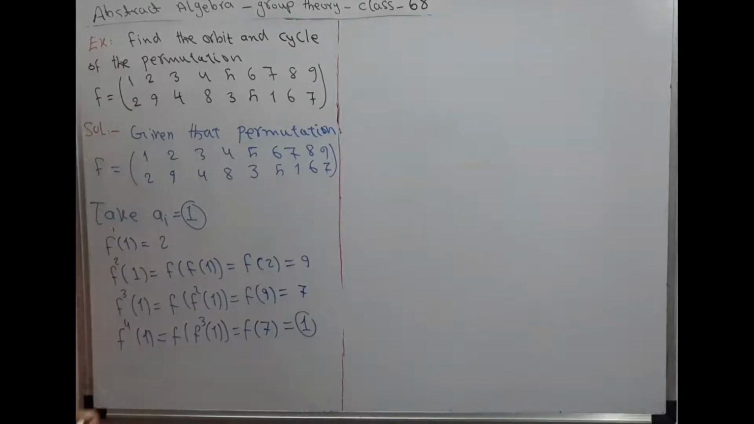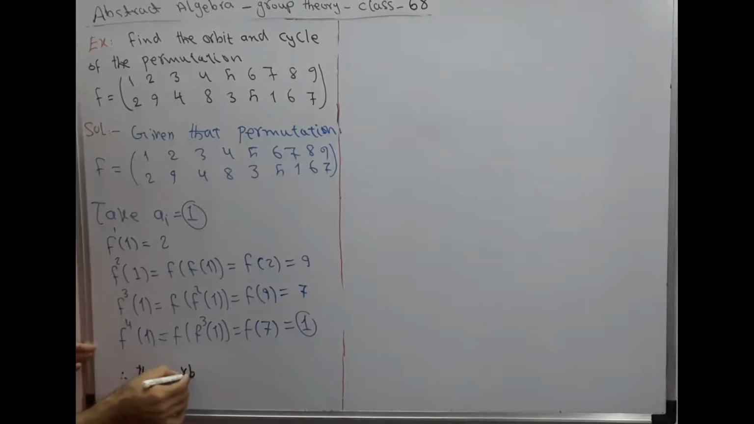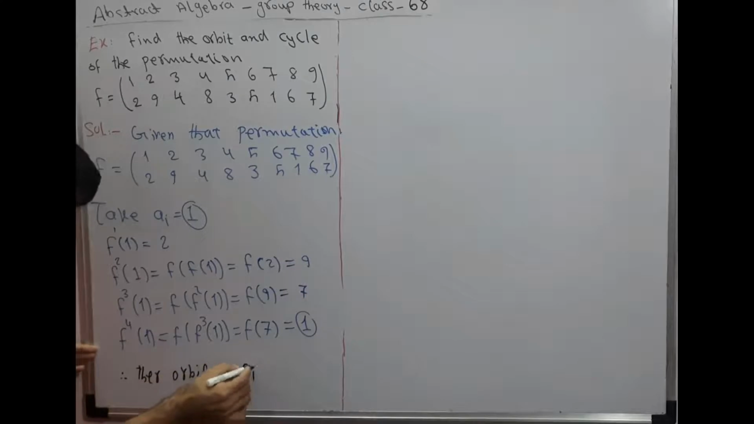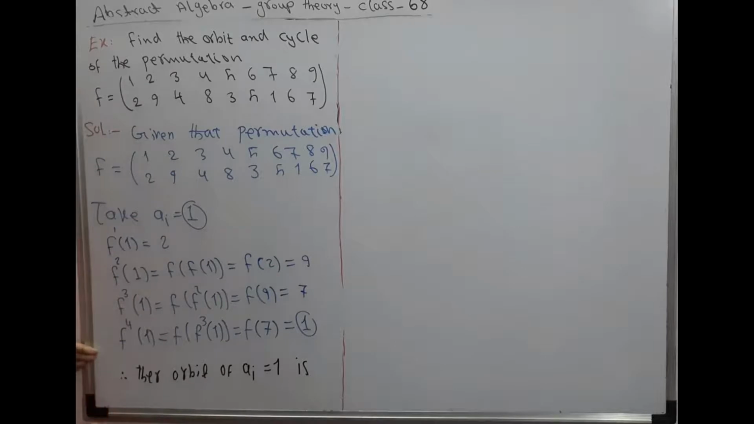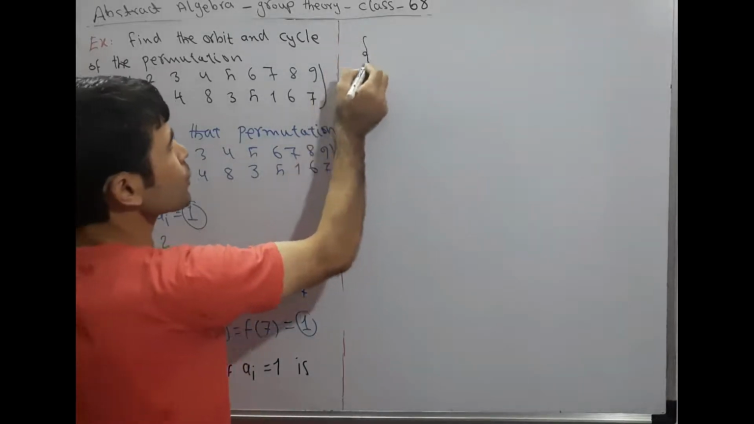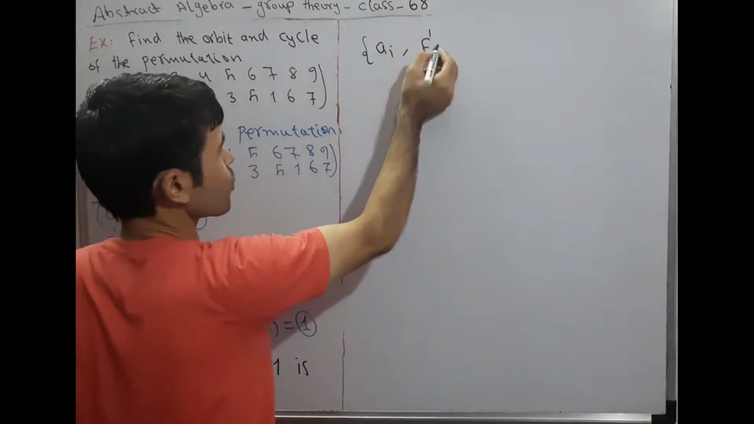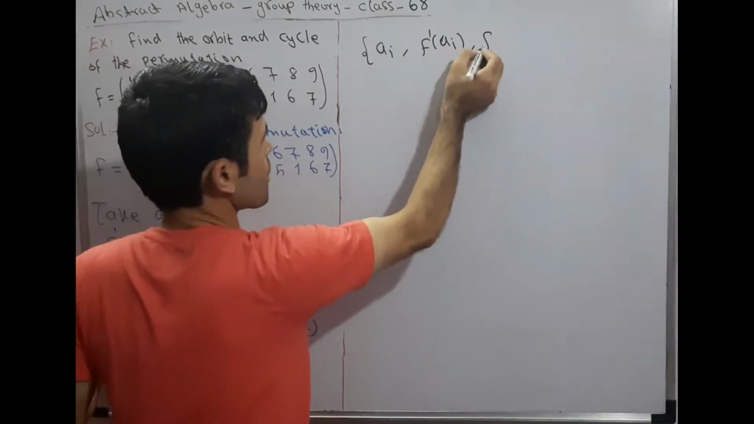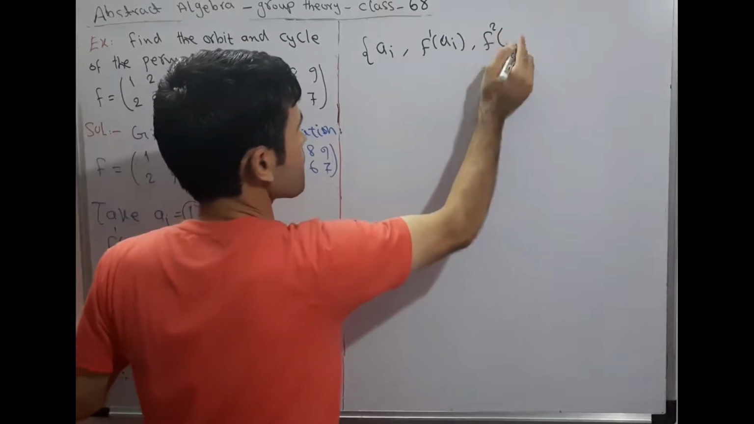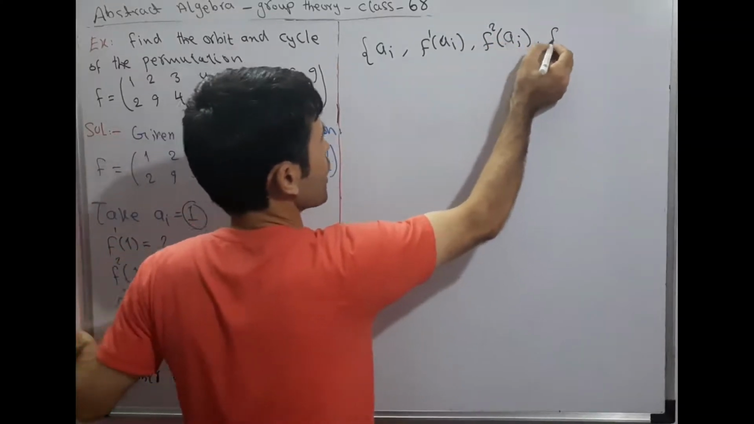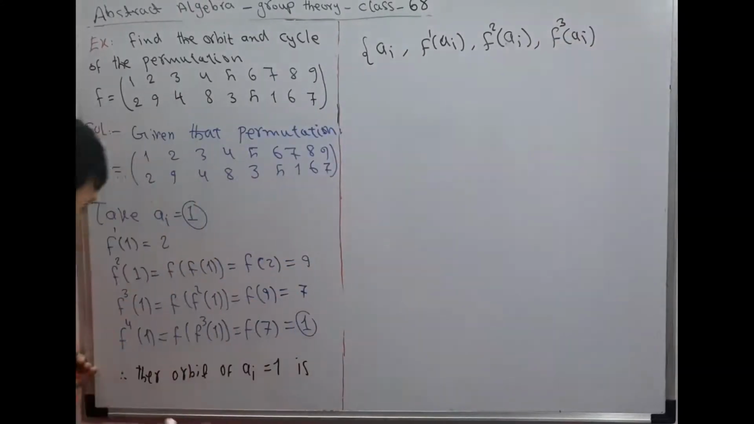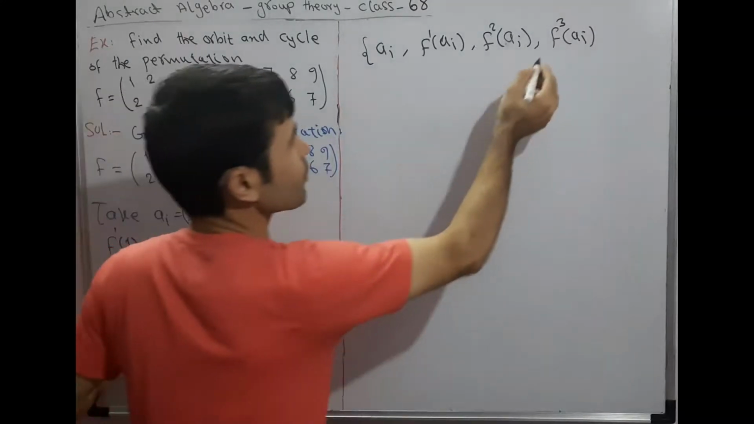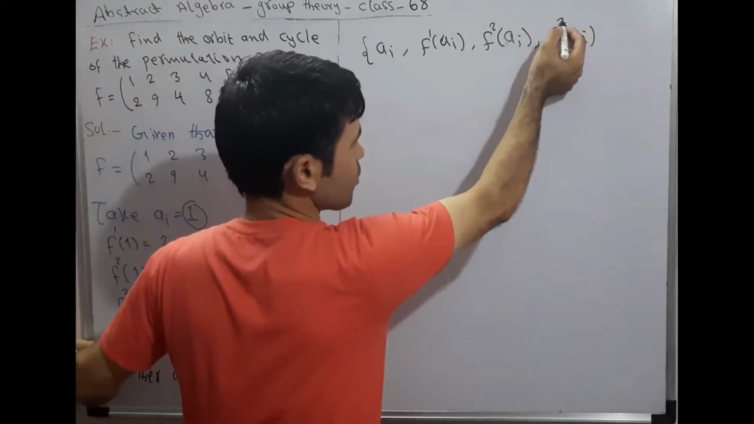Therefore, the orbit of a_i equal to 1 is a_i, f to the power 1 of a_i, f to the power 2 of a_i, f to the power 3 of a_i. Here m is equal to 4, and we have 4 minus 1, which is 3.